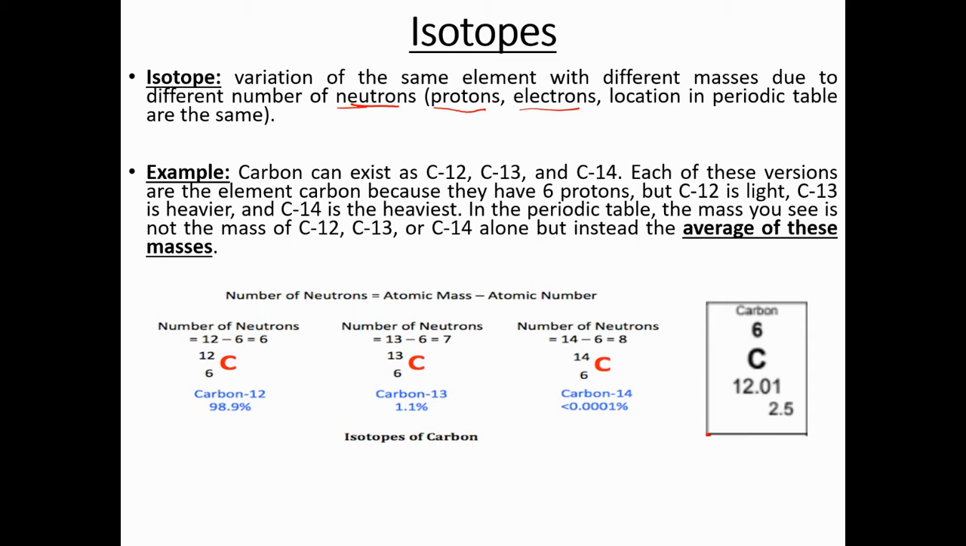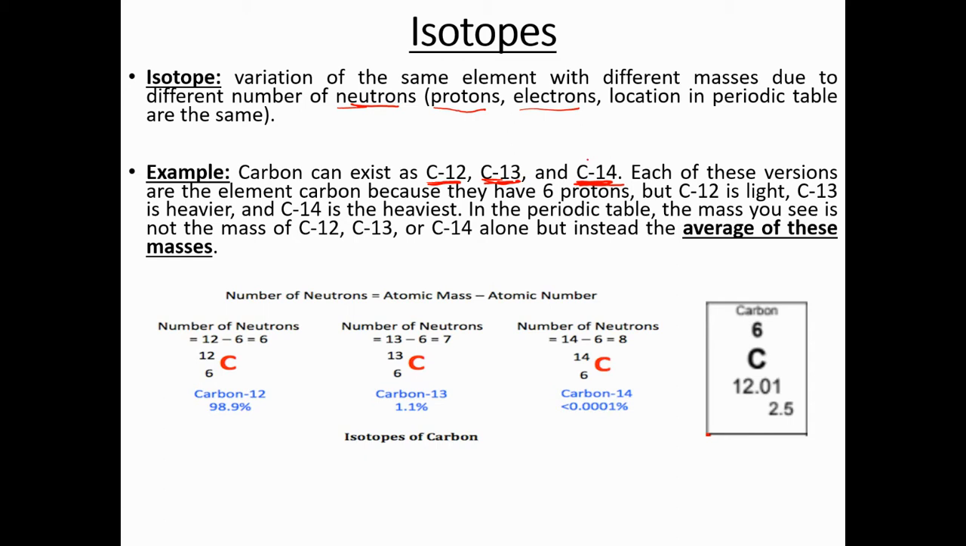So what does that mean more simply? Let's take a look at carbon. Carbon is an element. In nature, it can actually exist in different forms. It can exist as a light version of itself, a heavy version of itself, and an in-between version of itself. The light version of carbon is called carbon-12. The heaviest version is called carbon-14. And the version in between, in terms of mass, is carbon-13. So these are isotopes of carbon.